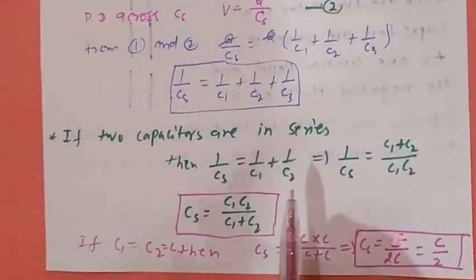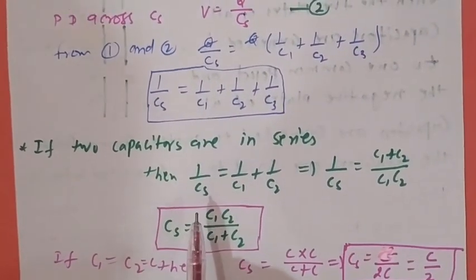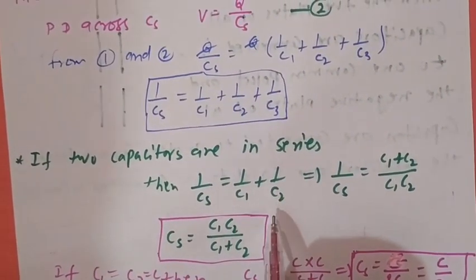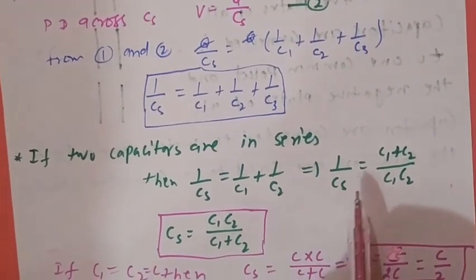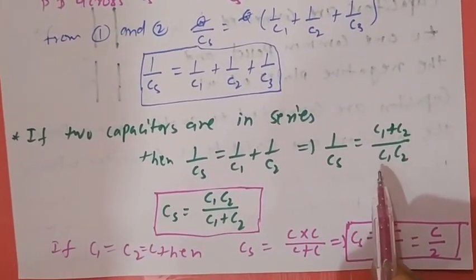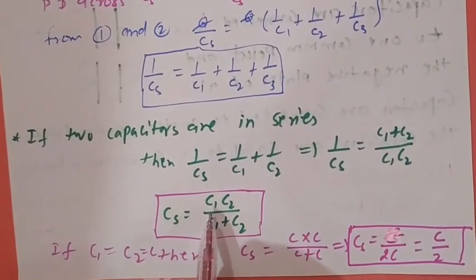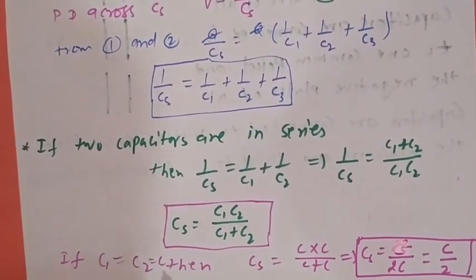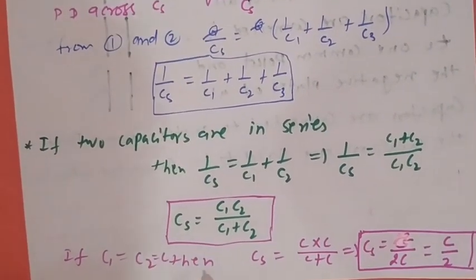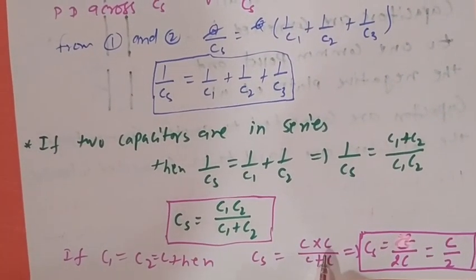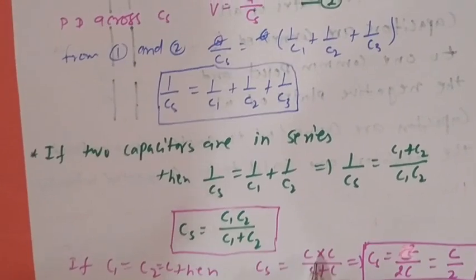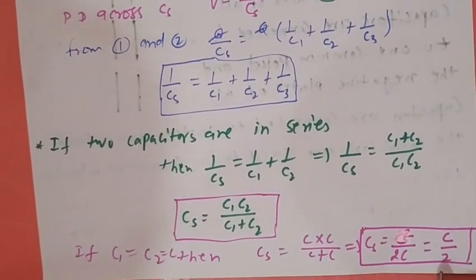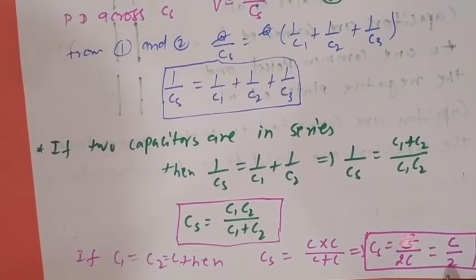If two capacitors are in series, then 1 upon CS equals 1 upon C1 plus 1 upon C2. This implies 1 upon CS equals (C1 plus C2) upon C1 C2, or CS equals C1 C2 upon C1 plus C2. If C1 equals C2 equals C, then CS equals C into C upon C plus C, which is C square upon 2C. C cancels. We get C by 2.